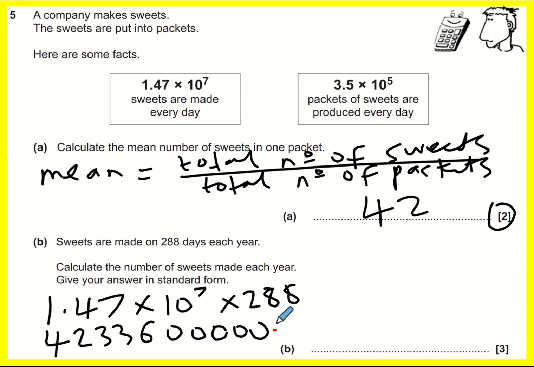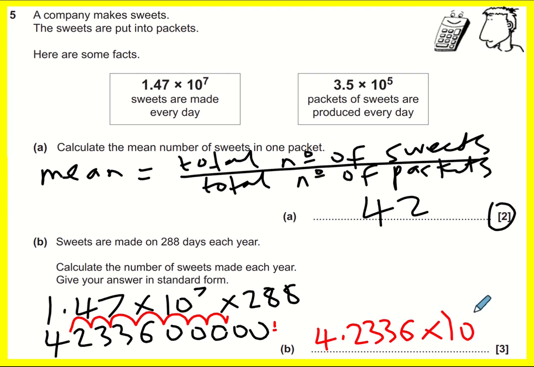Let's convert it to standard form. So the decimal point is here. We're moving it 1, 2, 3, 4, 5, 6, 7, 8, 9 places backwards. So it's 4.2336 times 10 to the 9. I think it was 9. 1, 2, 3, 4, 5, 6, 7, 8, 9. Yes. We don't want to round that. That is an exact answer.